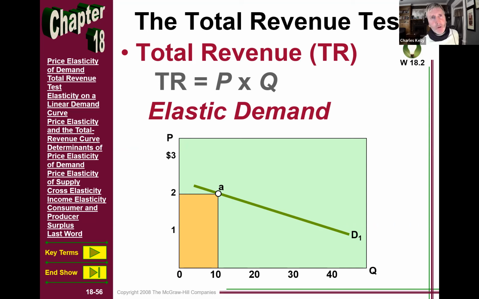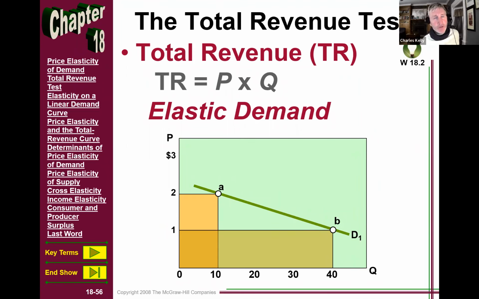Let's put it to the test based on our demand schedule for our goods. If we lower price to $1, what happens to total revenue? Well, demand is relatively elastic here. We see that by lowering price from $2 to $1, quantity demanded increases from 10 all the way to 40. So price down, total revenue up. When demand is elastic, price and total revenue move in the opposite direction, right?